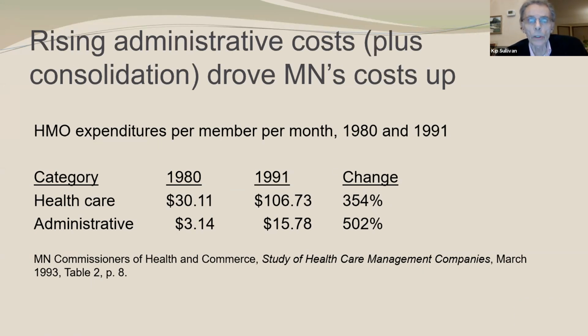Now, typically, you would expect in most sectors of the economy that as the sales of whatever it is we're talking about go up, the administrative costs would stay the same or drop because the same administrative staff is being spread out over a rising sales volume. That's not what happened here. What we see here is the HMOs are becoming less efficient as they get bigger.